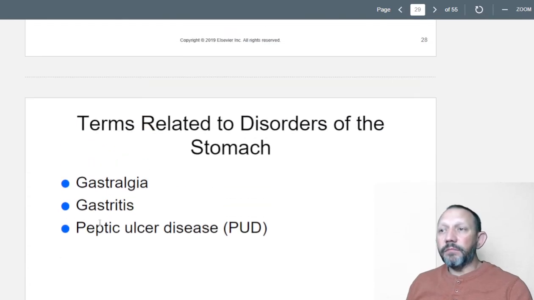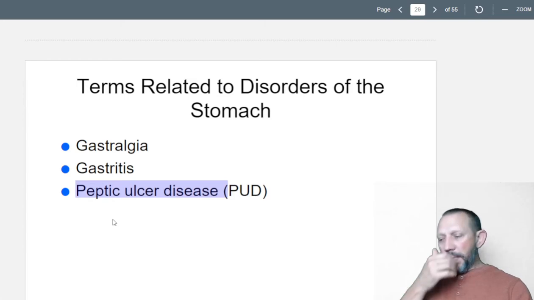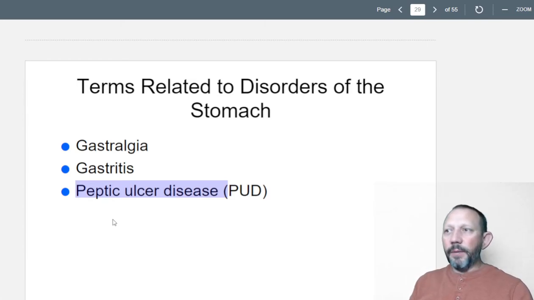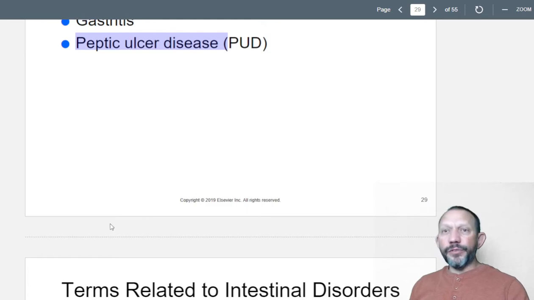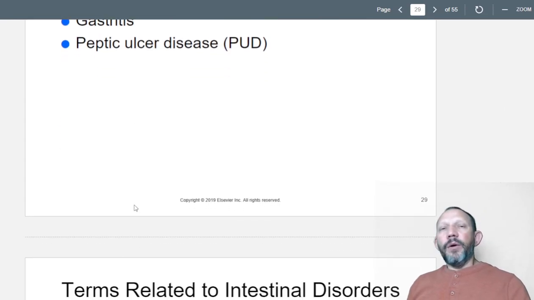Gastralgia, gas pain, okay? Gastritis, inflammation of the intestine. Peptic ulcer, so peptic, right? Peptic area, okay? That's lower in the stomach. Ulcers. Now, that used to be the number one problem with people. People get ulcers all the time because you stress out. Right? Don't worry, you'll get an ulcer. Now we don't see that as much.